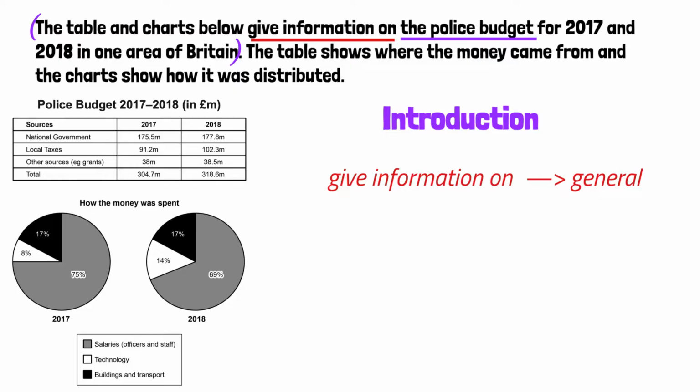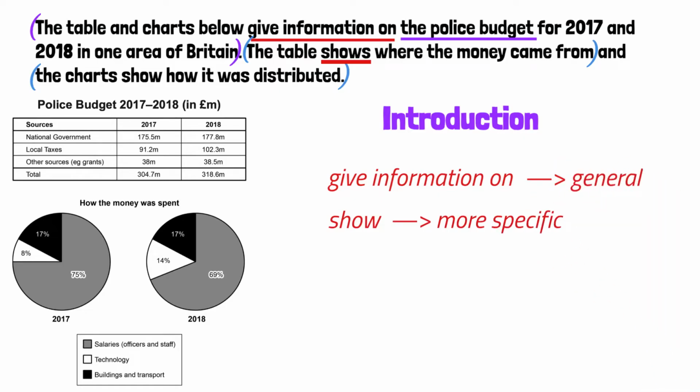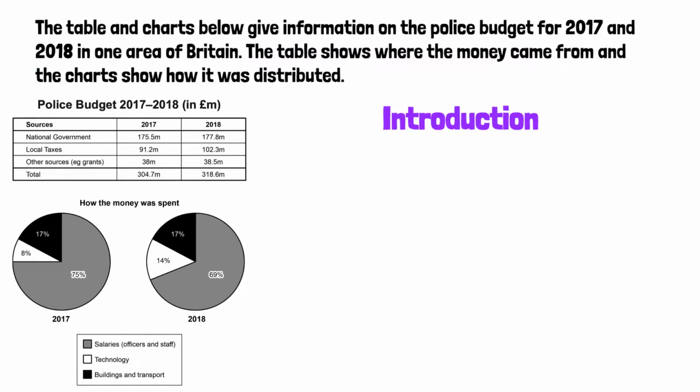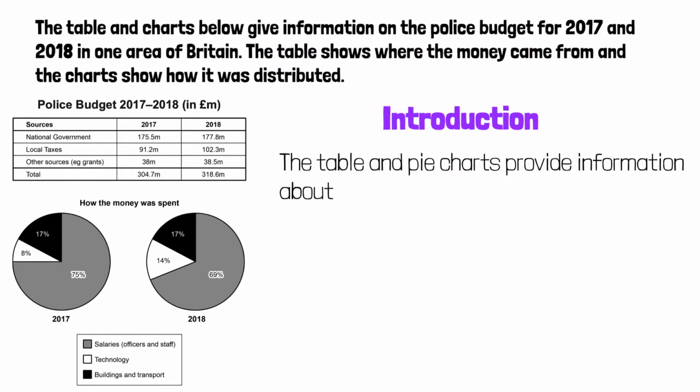It then moves to the more specific information. Specifically, the table shows the sources of the money. Specifically, the pie chart shows how the money was spent. That's why show is used. Show is often used to refer to numbers in charts. So I will do only a slight variation on give information on. The table and the pie chart provide the information about.